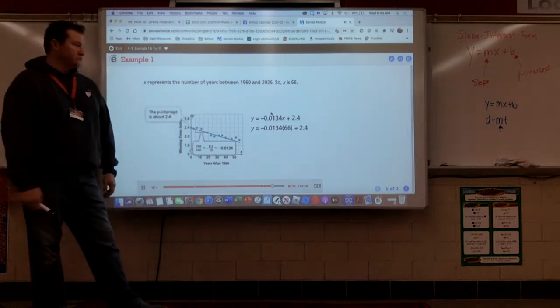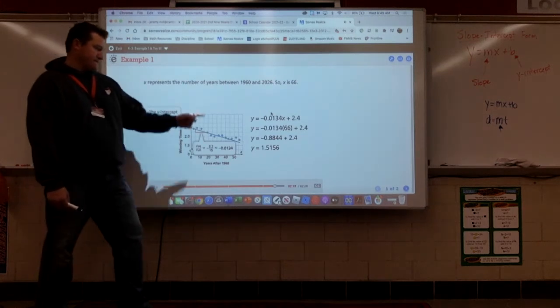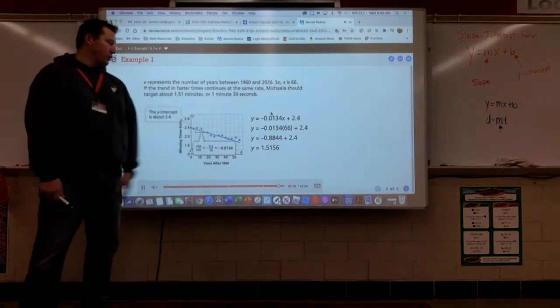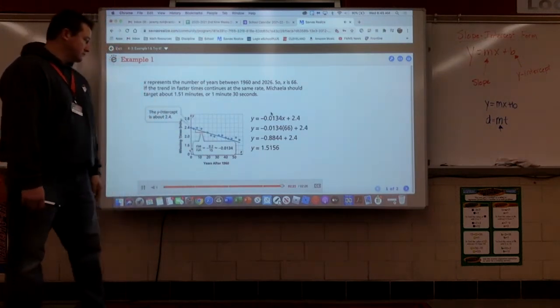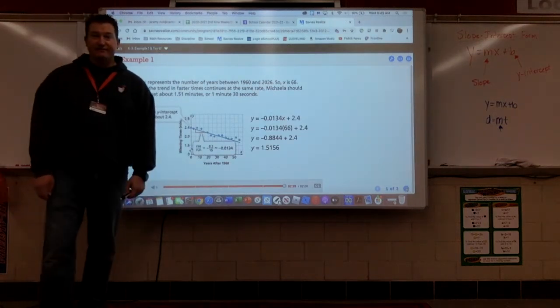Substitute 66 for x. Now we're going to find out what time we need to get. Then add. If the trend in faster times continues at the same rate, Michaela should target about 1 and 51/100 minutes, or 1 minute 30 seconds. You're going to have to pick it up. She better skate fast. That's good time.